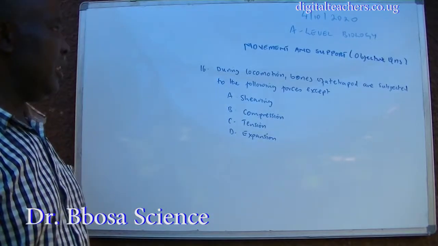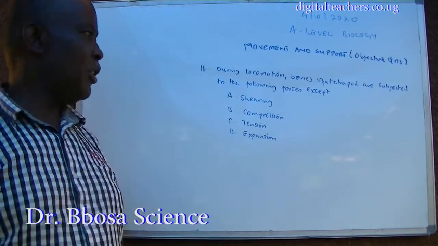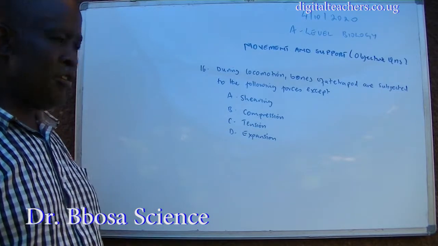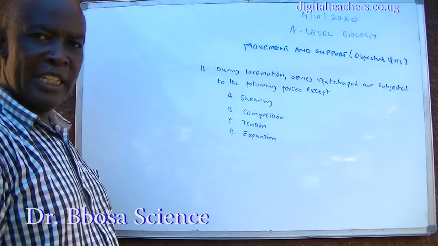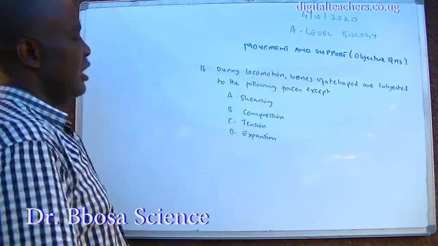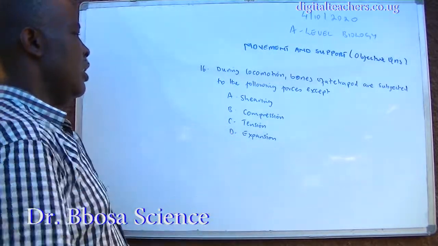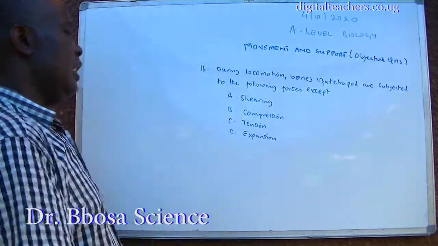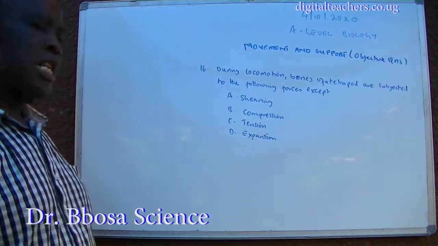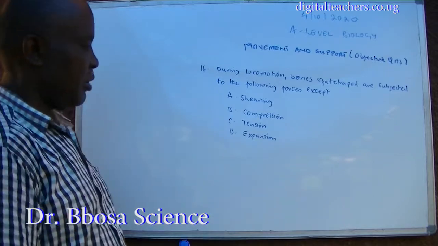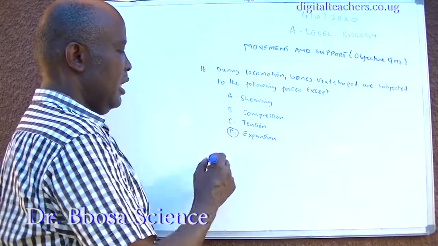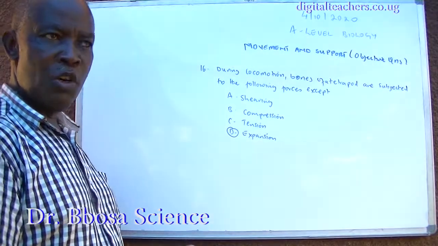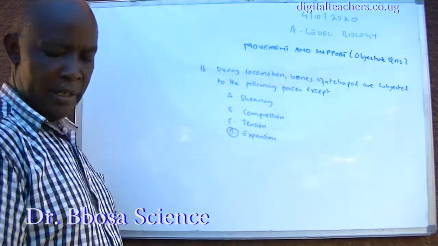Number 16. During locomotion, bones of a tetrapod are subjected to the following forces except A. Shearing. B. Compression. C. Tension. D. Expansion. You can pause and answer. The answer is D. The bones don't expand.